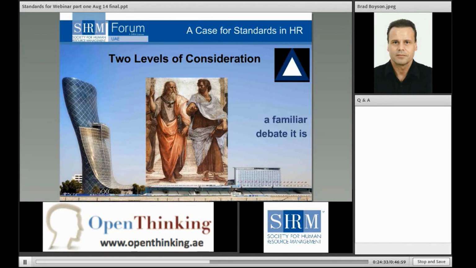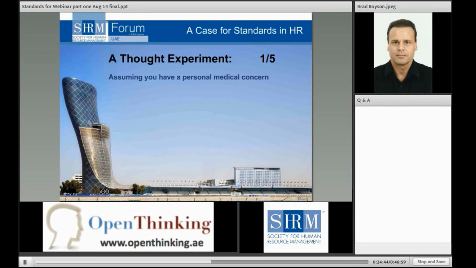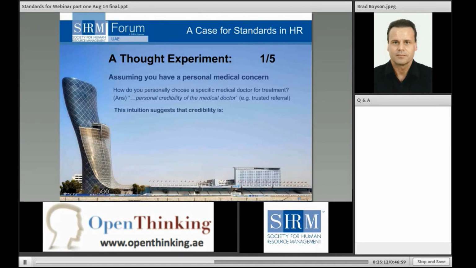How about this? Two familiar gentlemen some of you may have seen before. The debate that we're talking about is very familiar. Let me go through a thought experiment, okay? And bear with me because I'm trying to present this common theme at different angles. So let's assume that you have a personal medical concern. Ask yourself, how do you personally choose your medical doctor for treatment? A very common answer is personal credibility, the personal credibility of the medical doctor. And often we get that credibility from a trusted referral.